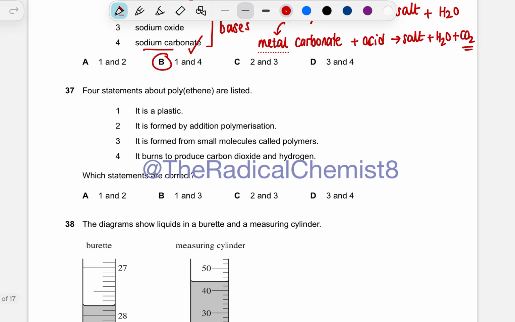Next, 4 statements about polyethylene are listed. It is a plastic, it is formed by addition polymerization. So yes, it is a plastic. It is formed by addition polymerization, yep, because it's an alkene. It is formed from small molecules called polymers. That would be wrong. Small molecules called monomers. And it burns to produce carbon dioxide and hydrogen. Again, hydrogen is wrong. It would be water. So your answer is 1 and 2, so A.